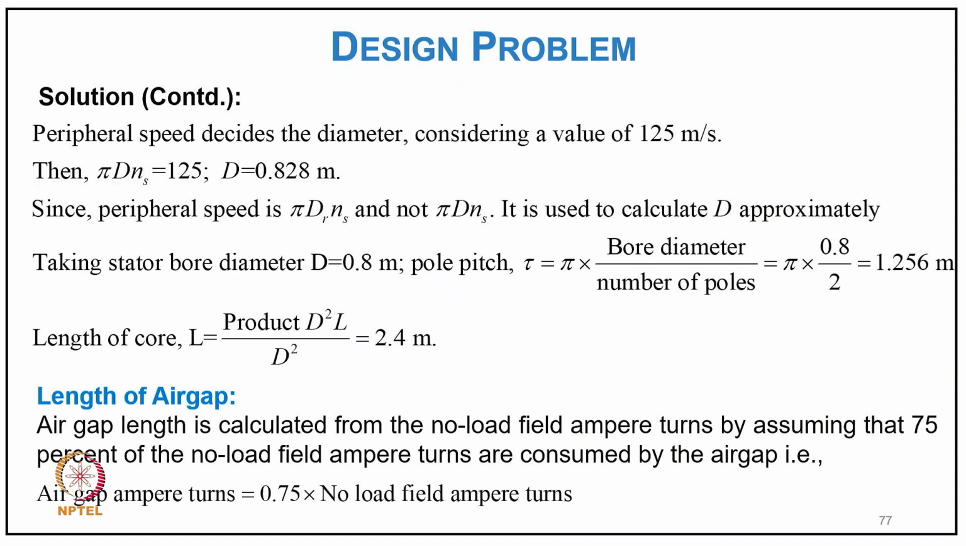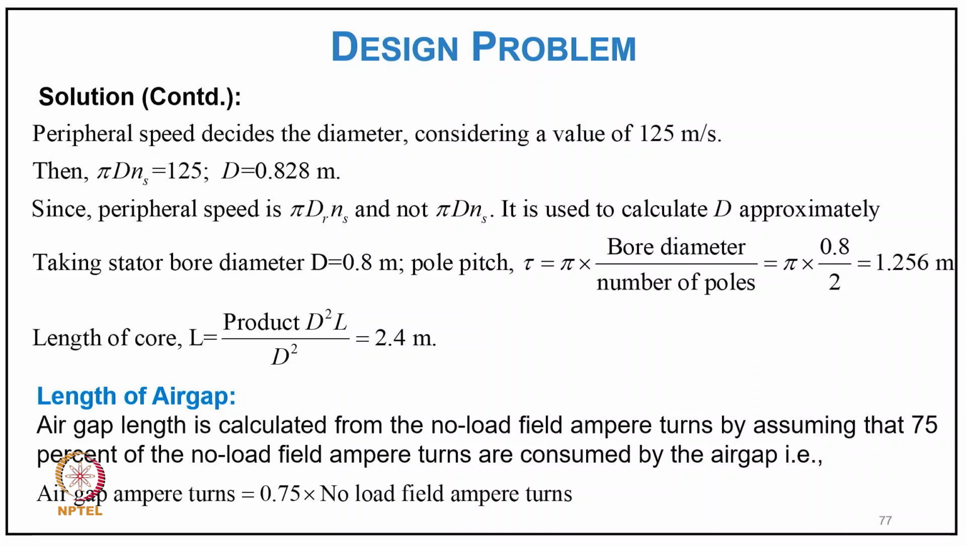Then for peripheral speed, deciding the diameter considering a value of 125 meters per second, pi D Ns equals 125, so D comes to 0.828 meter. This is used to calculate D approximately, taking a bore diameter D equal to 0.8 meter. The pole pitch tau equals pi D upon the number of poles, so it comes to 1.256 meter, and the length then comes from the product D squared L divided by D squared, that is 2.4 meter.